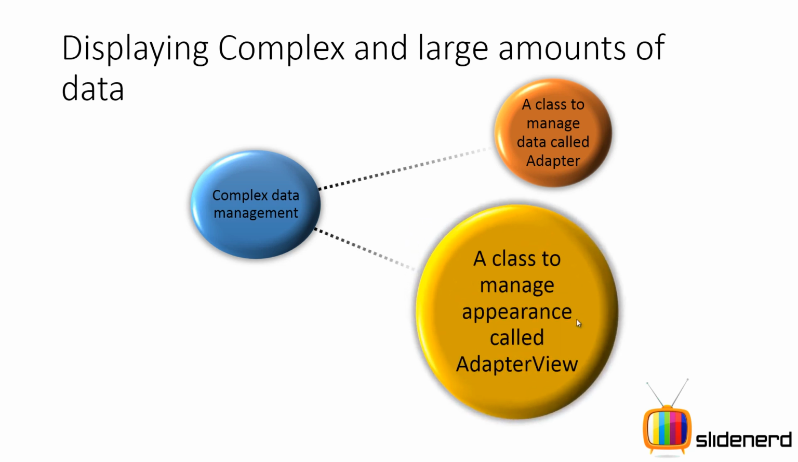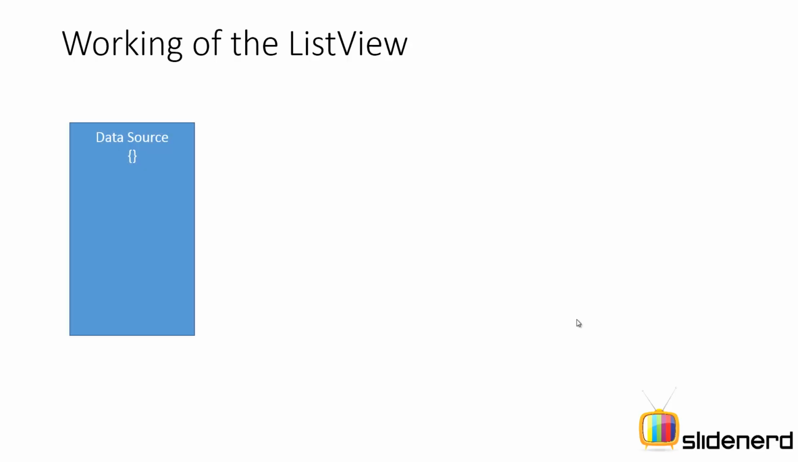And then you have something called the adapter view. Now these guys are responsible for managing how the data should be presented to the user, whether it is a list of data like in the list view, whether it's data along rows and columns like a grid view, and so on, right? So how does the list view work?